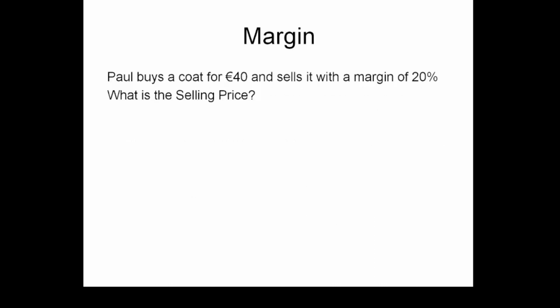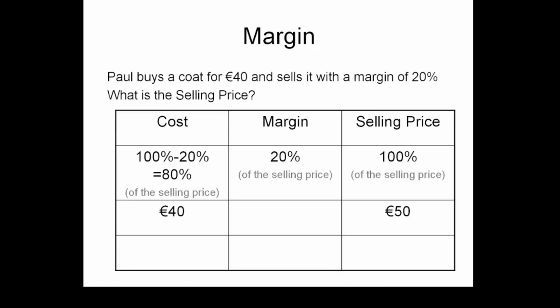Paul buys a coat for €40 and sells it with a margin of 20%. What is the selling price? So this is exactly the same question, but just laid out on a table. We have the cost, and we have the margin, and we have the selling price. Now we know that the selling price is the cost plus the margin, so we can work out that the cost is the selling price less the margin.